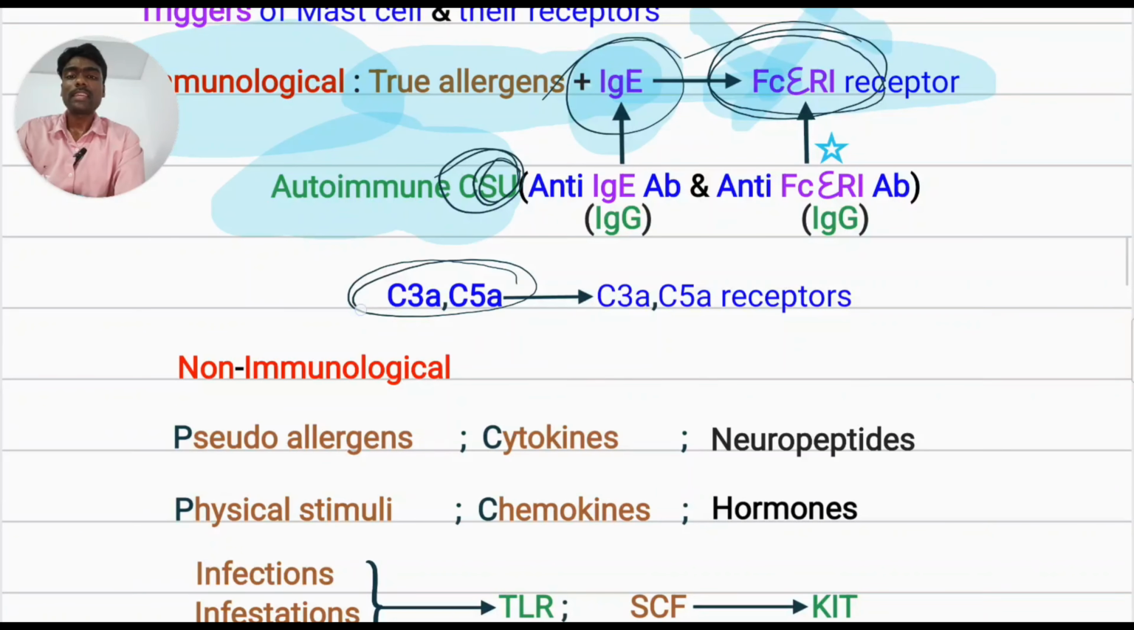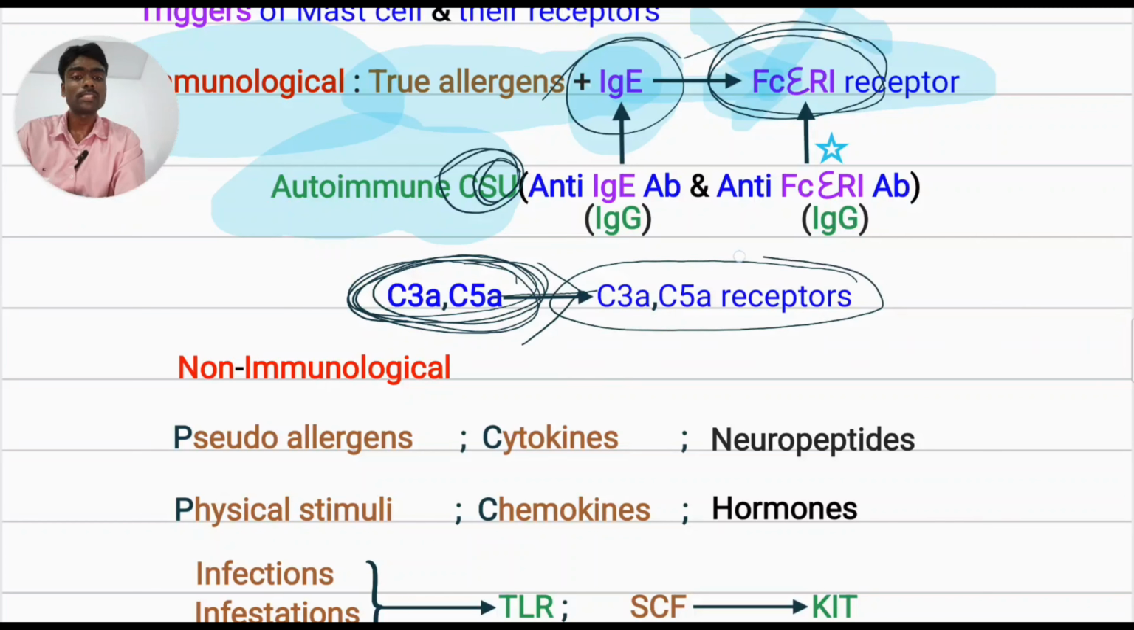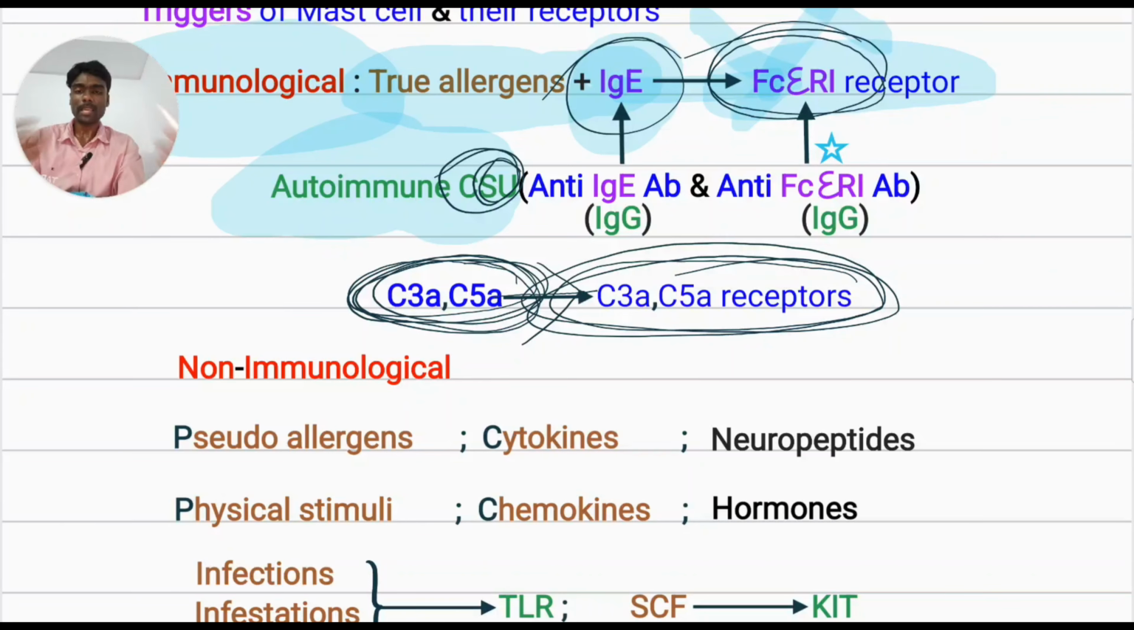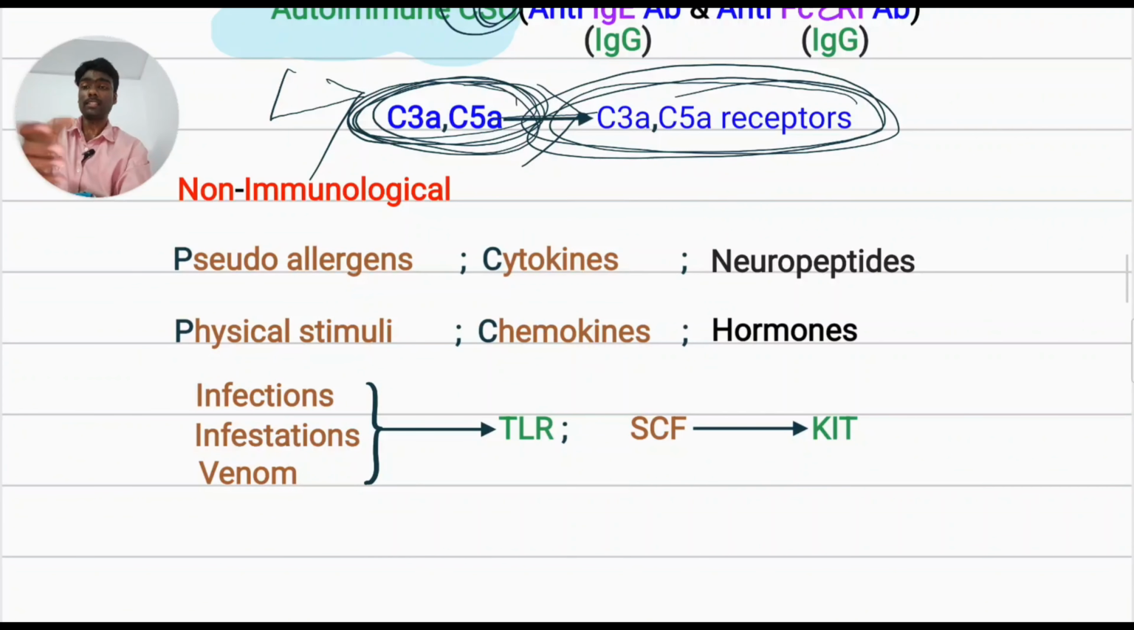Next, C3a and C5a complements will activate the mast cell using C3a and C5a receptors on the mast cell. Any infections, any autoimmune condition will stimulate the immune system to form immune complexes. Those immune complexes may stimulate these complements, or certain venom may stimulate directly through the alternative pathway.